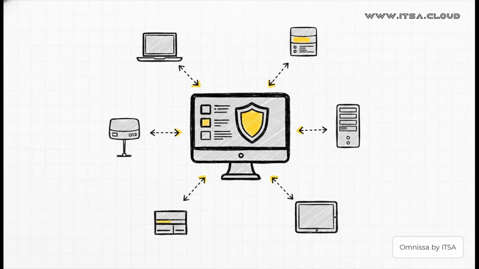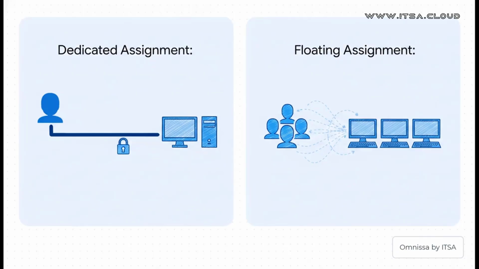That's a huge win. And hey, don't think that just because the machine management is manual that you lose flexibility for your users. Not at all. You can still do a dedicated assignment where you permanently link a user to their special machine. Or you can set up a pool of similar machines and use a floating assignment where they just grab the next available one. The choice is still yours.